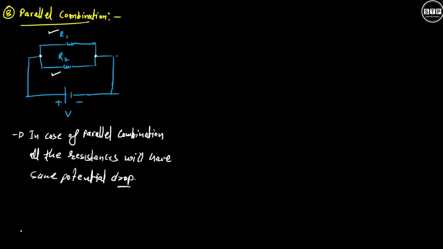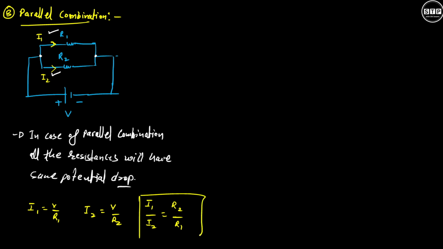So let's now write down the I1. What is the current in the first resistance? See, in this first resistance current is I1, second resistance current is I2. Obviously they will be different, and I1 will be V divided by R1, isn't it? And I2 will be V divided by R2. Okay, so if I calculate the ratio of I1 divided by I2, that is R2 divided by R1. So from here we understand that current is inversely proportional to the resistance anyway. So that's why I1 divided by I2 equals R2 divided by R1.